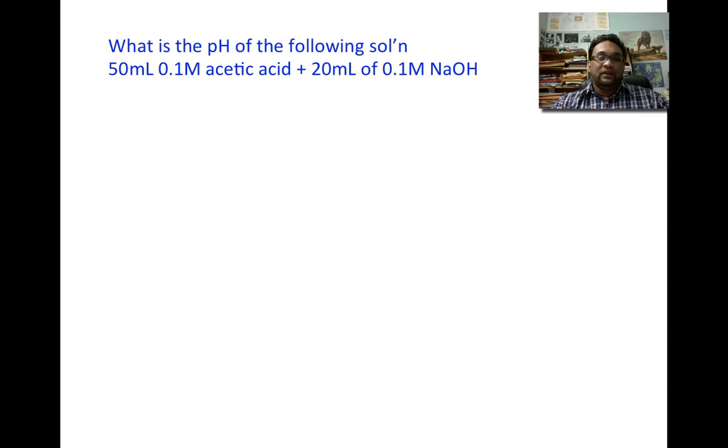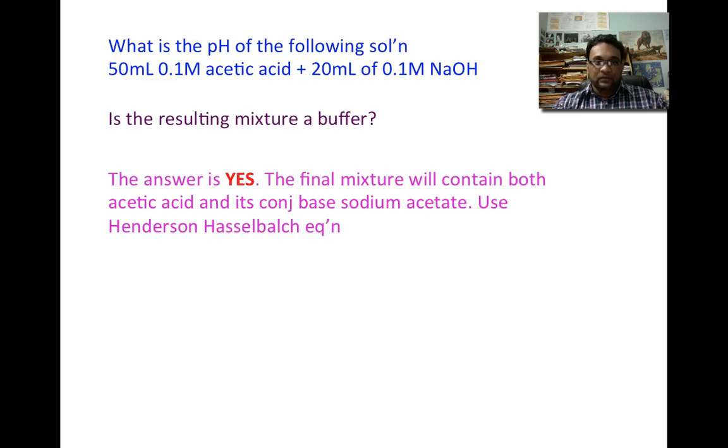And now we come to the final part C, and that is if we have 50 mils of 0.1 molar acetic acid and 20 mils of 0.1 molar NaOH, alright, what would be the resultant pH? Is the resulting mixture a buffer? The answer is yes. The final mixture will contain both acetic acid, which will be its weak acid, and it will also have its conjugate base, which is sodium acetate. In this part, we would need to use the Henderson-Hasselbalch equation.